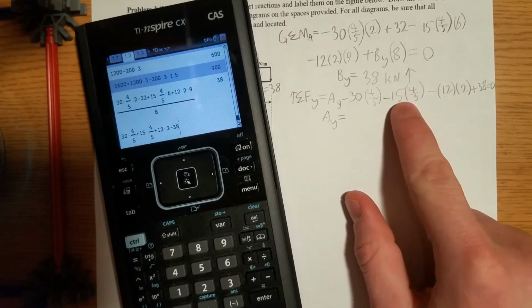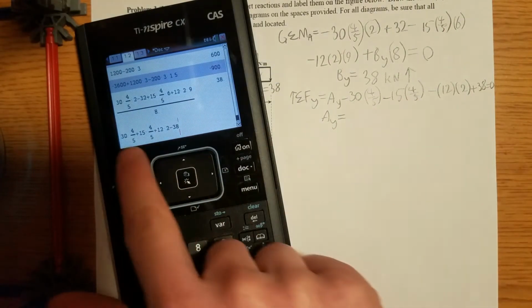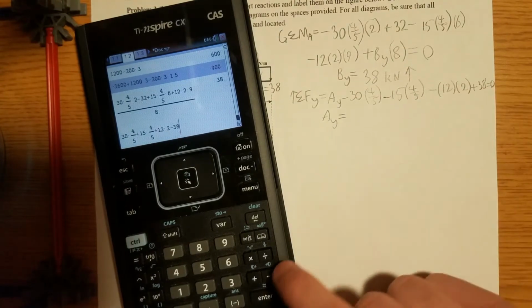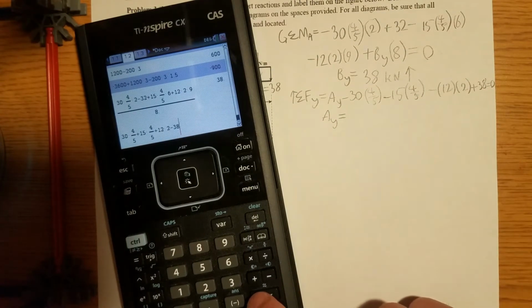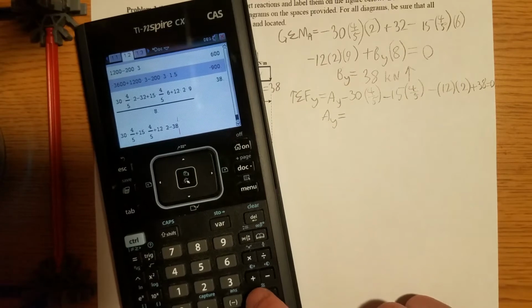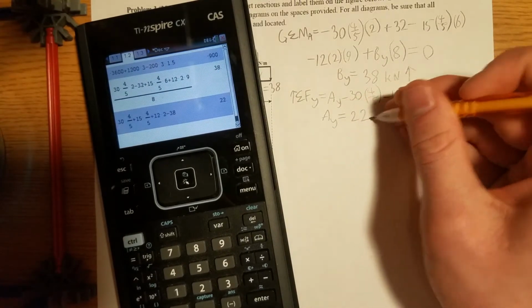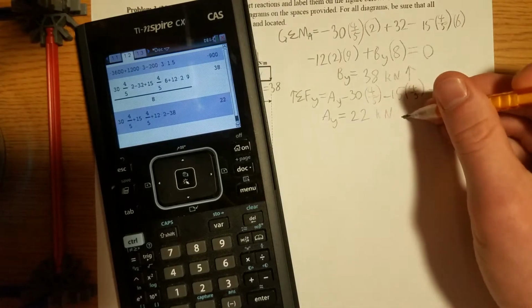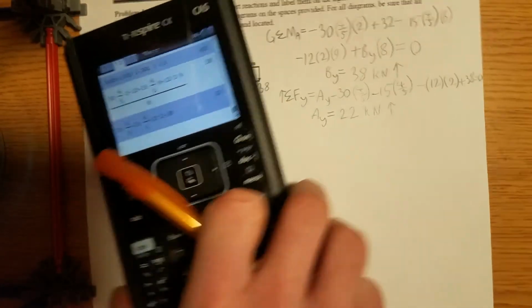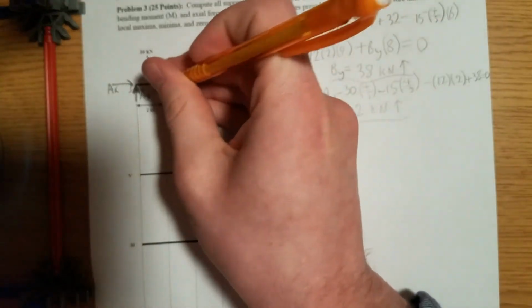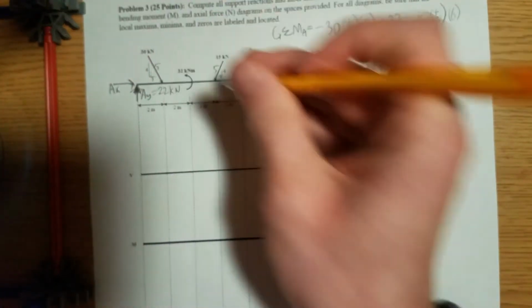Because this is negative, negative, negative, and positive, we would flip them around because we'd be adding them to both sides to get them on the other side. So 30, let me check over my work real quick. That looks pretty correct. And AY ends up being 22 kilonewtons going upward, again because it's positive. So we can go ahead and write that in, 22 kilonewtons.